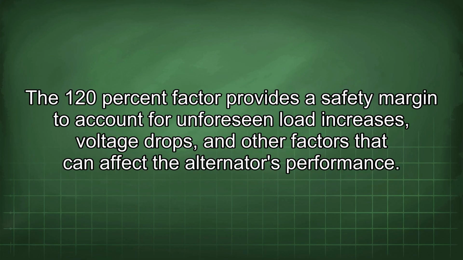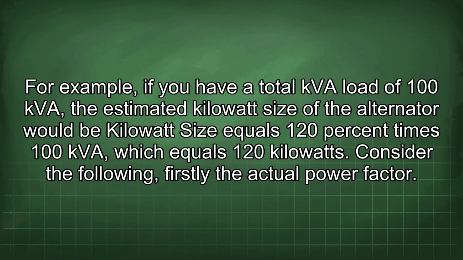The 120% factor provides a safety margin to account for unforeseen load increases, voltage drops, and other factors that can affect the alternator's performance. For example, if you have a total kVA load of 100 kVA, the estimated kilowatt size of the alternator would be: kilowatt size equals 120% times 100 kVA, which equals 120 kilowatts.